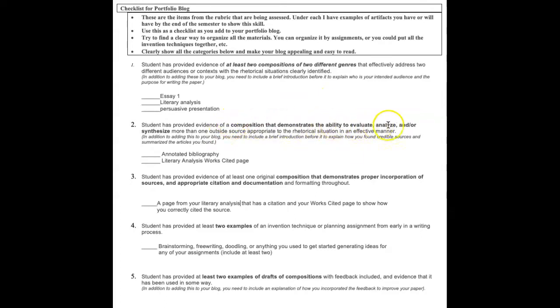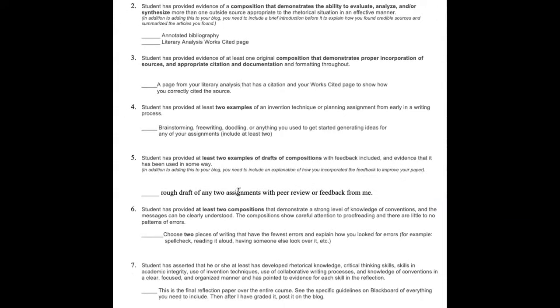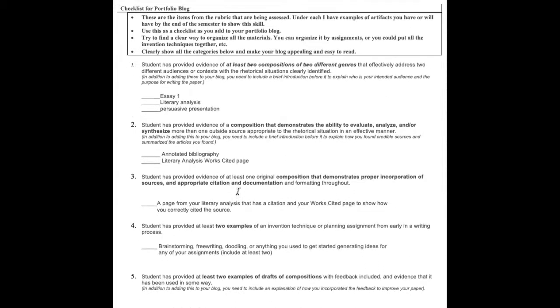Compositions that demonstrate the ability to evaluate, analyze. Annotated bibliography will do that. Your works cited pages will do that. So, like I said, you don't have to choose these things. I'm just giving you this as a checklist to keep track. You do need to provide all of the things in this list, and there are 7 of them, and we will cover all of these things. It's just a matter of uploading them as you go when you complete each of these assignments. But you might want to print off this checklist and just keep track of which of these things have I done, because I know I have to have all of them done by the end of the semester.